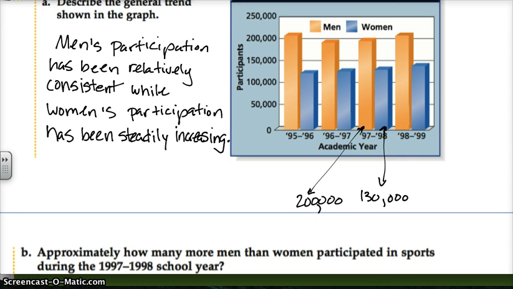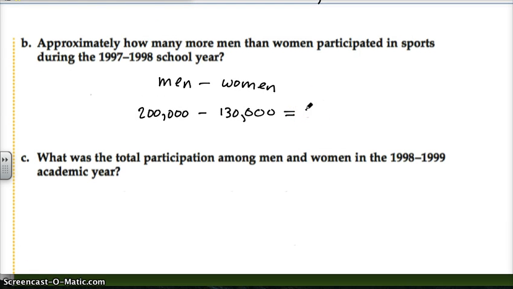So now that I've got those two values, I'm going to subtract them, getting 70,000 as the answer. Approximately how many more men? Approximately 70,000 men more competed than women.